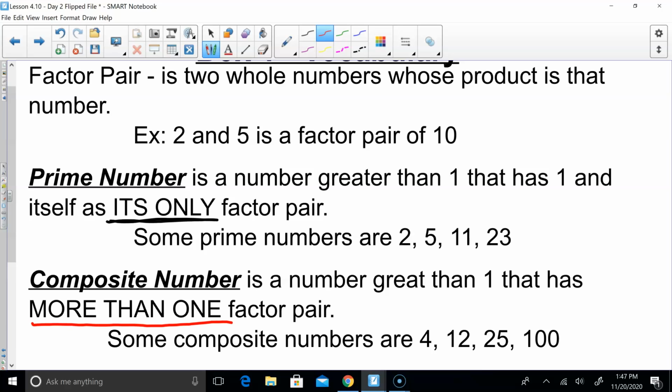So you can pause the video right now. You can write down these definitions. It'll be very helpful to make sure we keep them straight, what's prime and what's composite, and what a factor pair is, so it can help us define our factor pairs as we go through today's lesson.